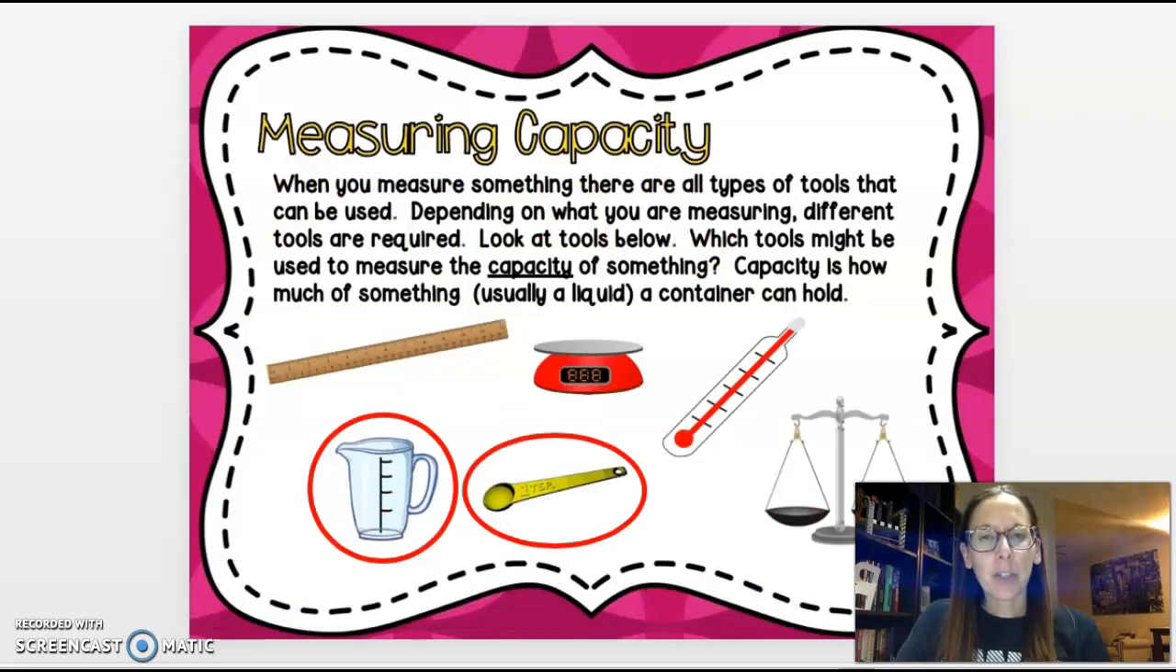Measuring capacity. When you measure something, there are all types of tools that can be used. Depending on what you are measuring, different tools are required. Look at the tools below. Which tools might be used to measure the capacity of something? Capacity is how much of something. It's usually in a liquid form, and so it has to be a container that can hold it. Okay, so if you look at the two circled, those are the tools that we would use to measure a liquid.